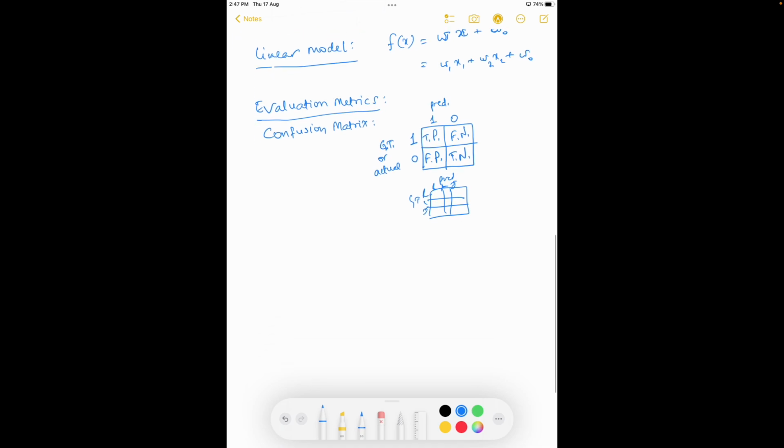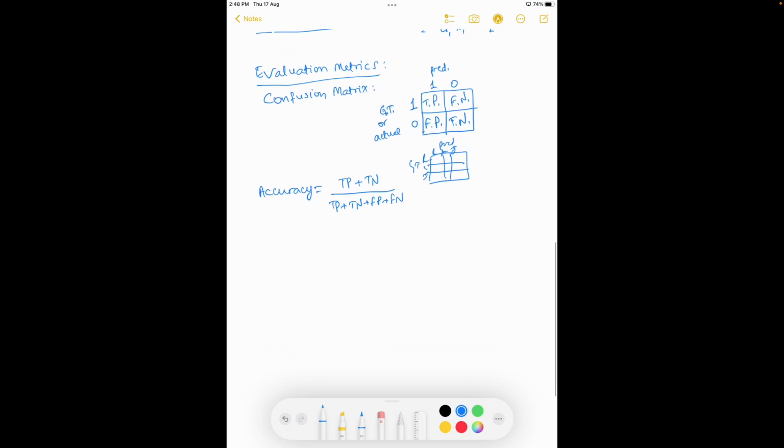So that one metric will be, any guess? Accuracy. So what is accuracy? The formula for accuracy will be true positive plus true negative upon everything. So the correct ones, the diagonal, divided by the entire sum of all the entries. The trace divided by the sum of the entire matrix. Trace upon sum, basically.